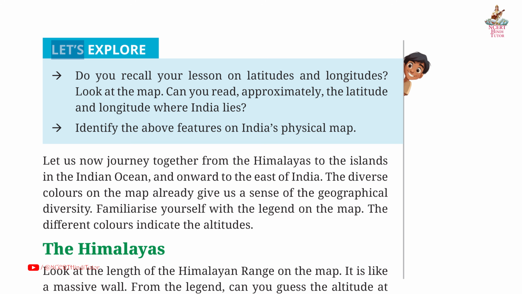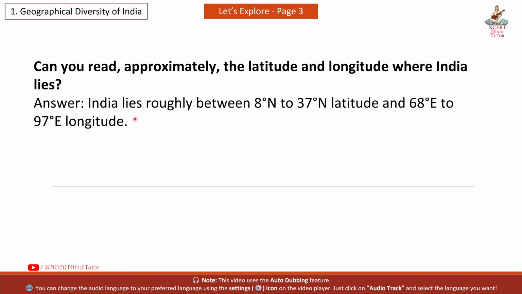Page 3. Let's explore. Do you recall your lesson on latitudes and longitudes? Look at the map. Can you read approximately the latitude and longitude where India lies? Answer: India lies roughly between 8° north to 37° north latitude and 68° east to 97° east longitude.